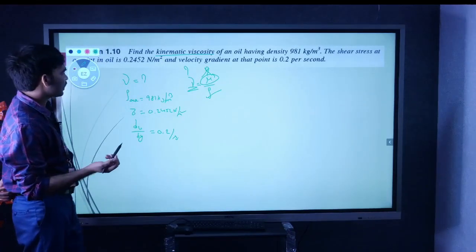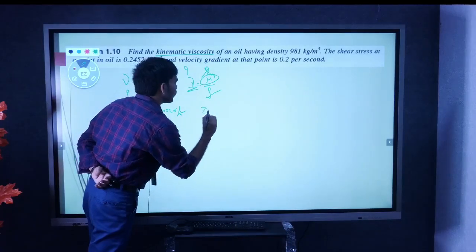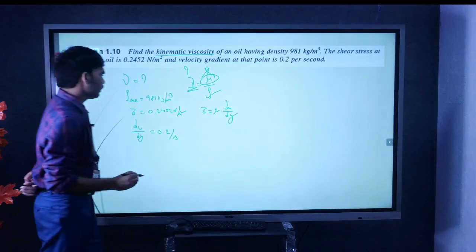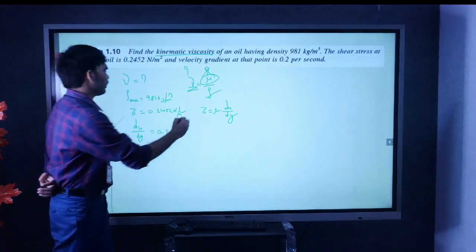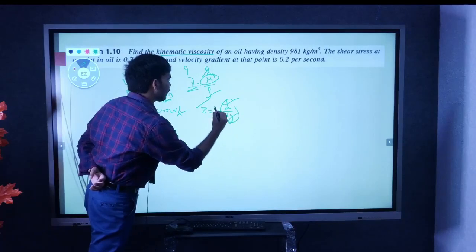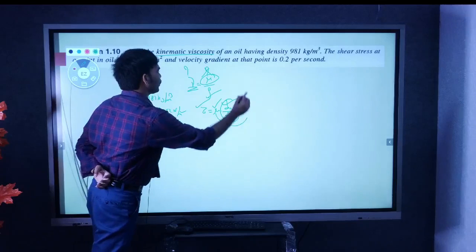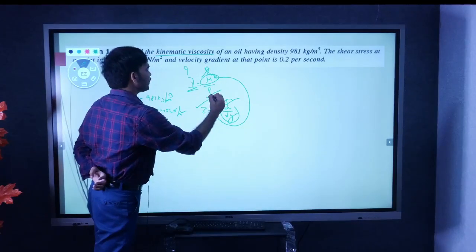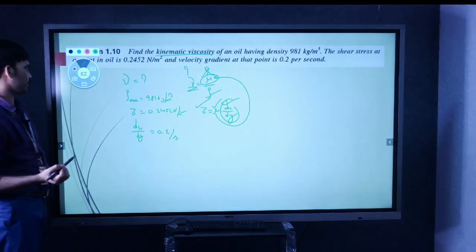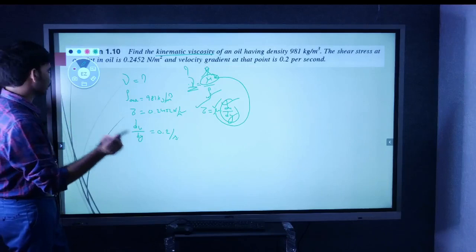So what variables are given for dynamic viscosity? What is the formula for dynamic viscosity? It is tau is equal to mu into du by dy. So tau, is it given? Yes, shear stress is given and du by dy is also given. So you can calculate the dynamic viscosity. Once you know the dynamic viscosity, you can substitute here. You know the density and you know the dynamic viscosity and you can calculate the kinematic viscosity. Now first we have to find out the dynamic viscosity.